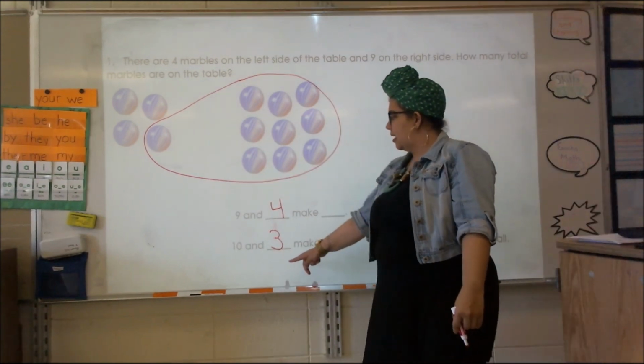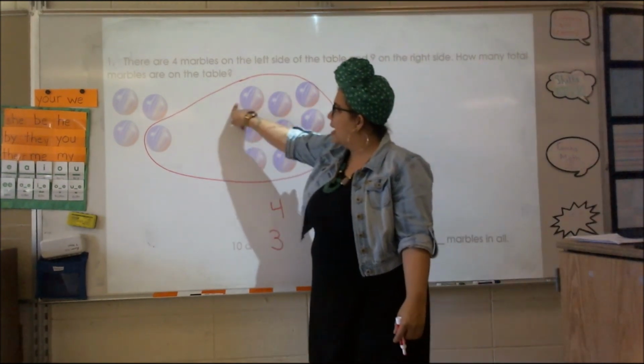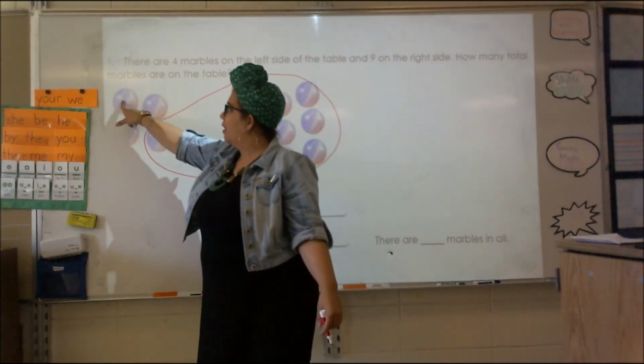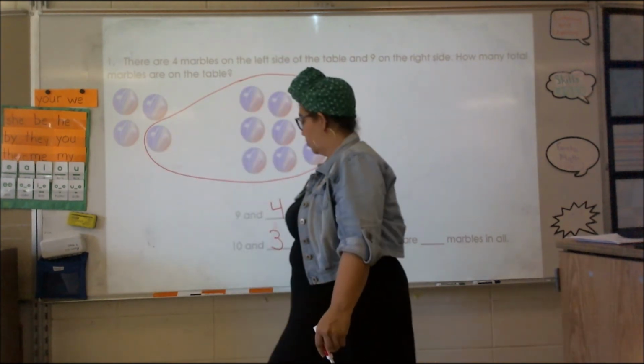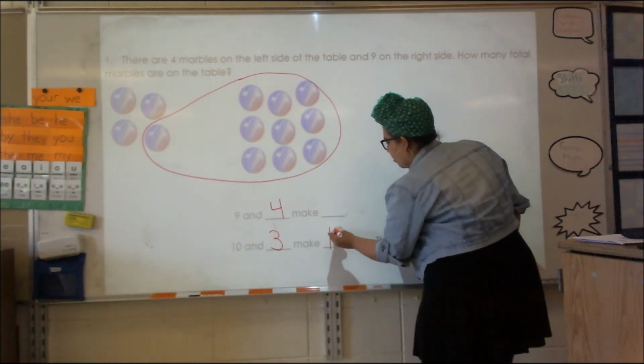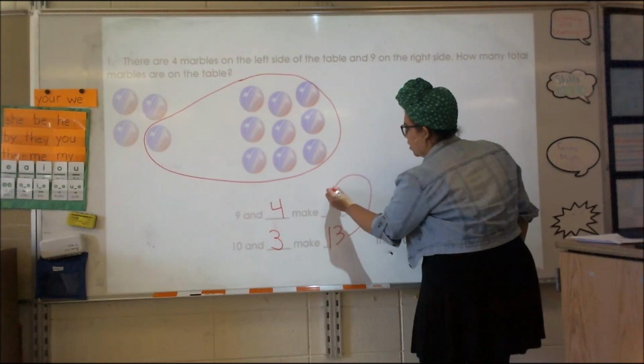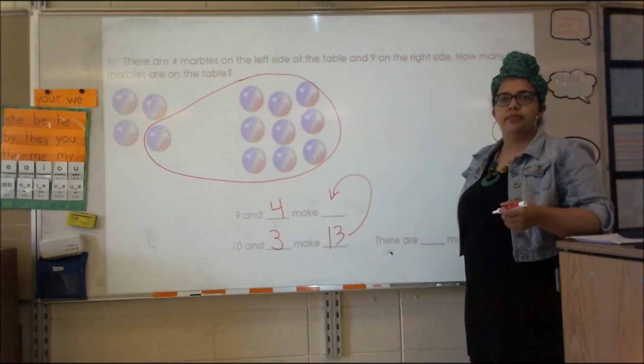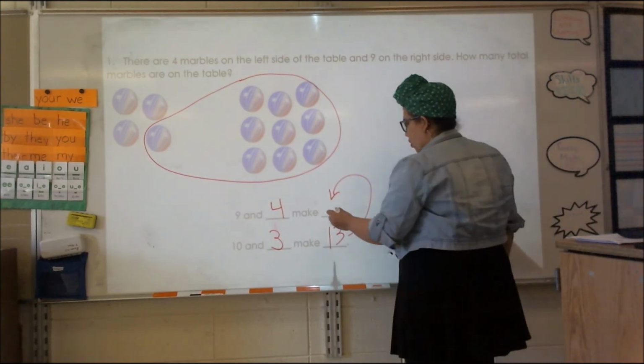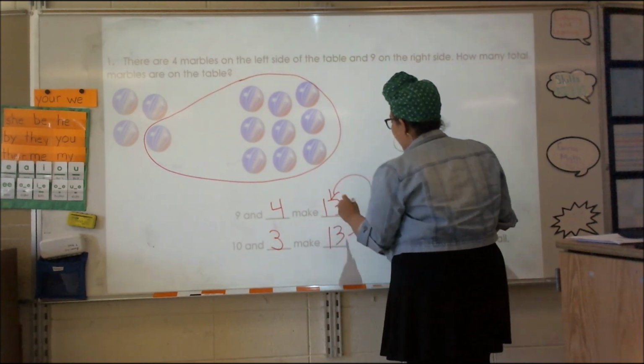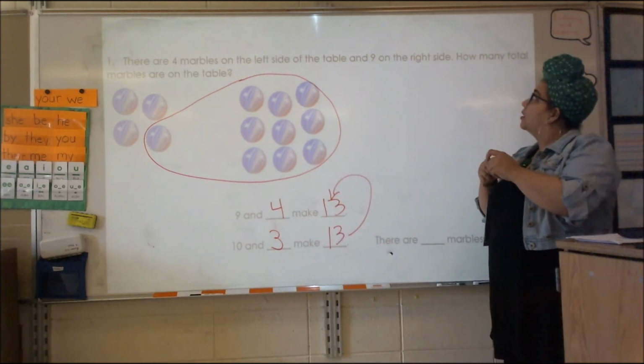So what is 10 and 3? So 10, 11, 12, 13. So 10 and 3 make 13. What else do we know is true? That 9 and 4 make 13. Good job. So have I answered the question I was asked with this word problem?